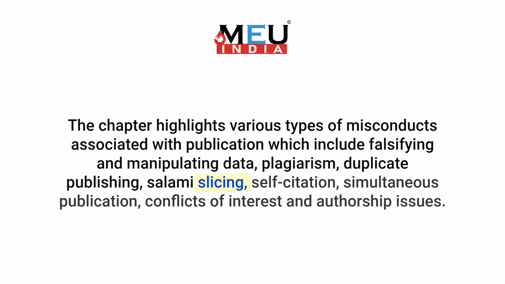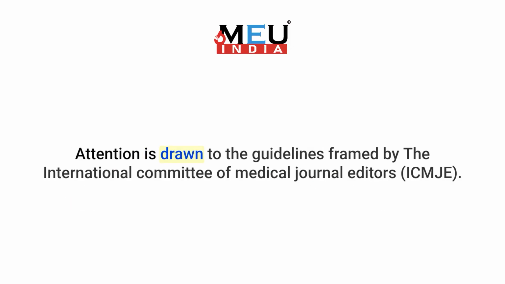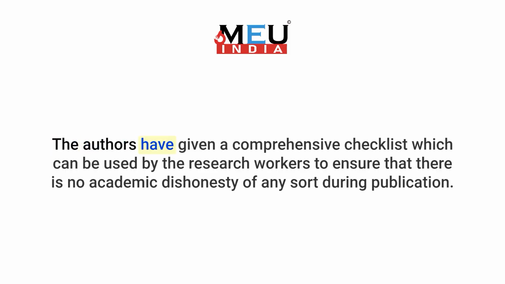The chapter highlights various types of misconduct associated with publication, which include falsifying and manipulating data, plagiarism, duplicate publishing, salami slicing, self-citation, simultaneous publication, conflicts of interest, and authorship issues. Attention is drawn to the guidelines framed by the International Committee of Medical Journal Editors. The authors have given a comprehensive checklist which can be used by research workers to ensure that there is no academic dishonesty of any sort during publication.